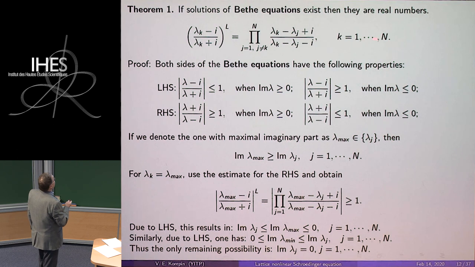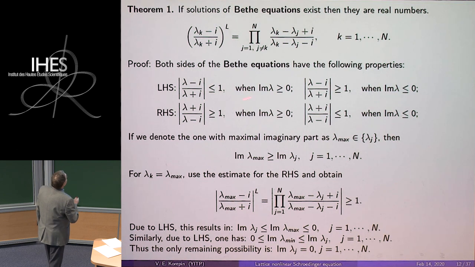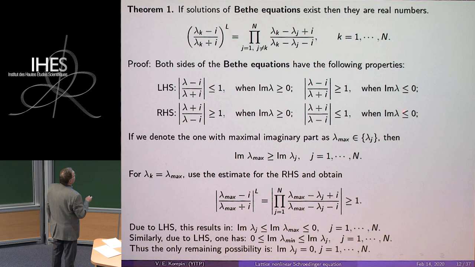Theorem number one. In this system of equations, I have n variables lambda, and k is supposed to run from 1 to n, so it's not one equation, it's a system of equations. Theorem number one: if solutions of the system exist, all of them have to be real numbers. How can we prove this statement? Well, I have to study these factors in the right-hand side. By elementary calculation, the modulus of each and every factor in the right-hand side is larger than one only if the imaginary part of this lambda is greater than zero. If it's smaller than zero, then it's smaller than one. In the left-hand side, it's the other way around.